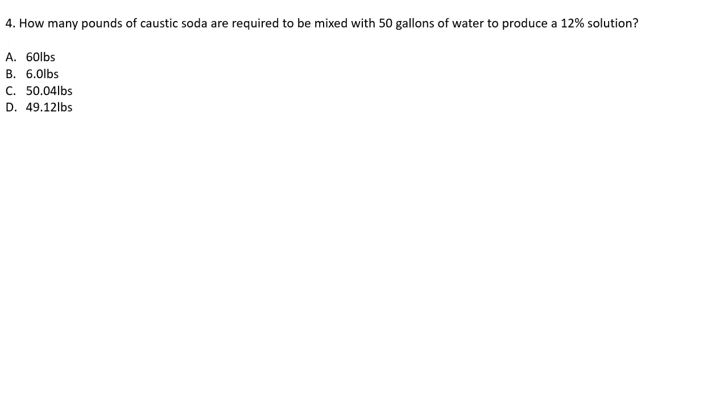Question 4. How many pounds of caustic soda are required to be mixed with 50 gallons of water to produce a 12% solution? A. 60 pounds, B. 6 pounds, C. 50.04 pounds, or D. 49.12 pounds.